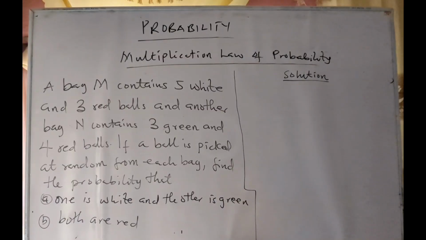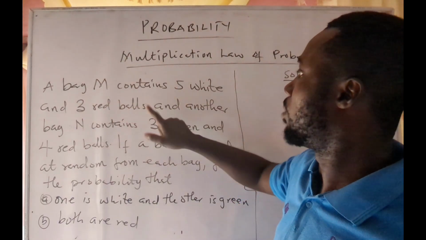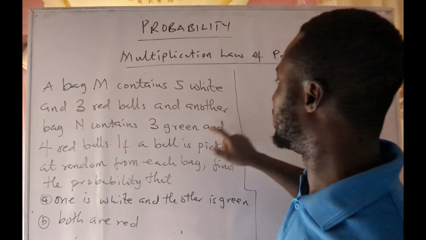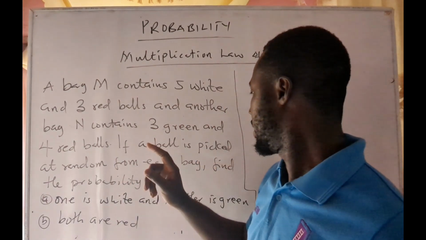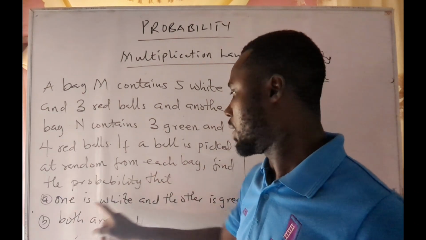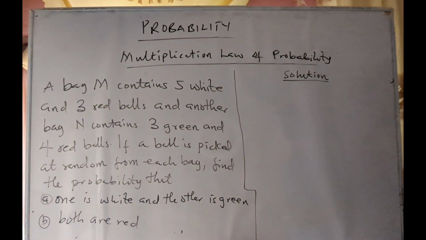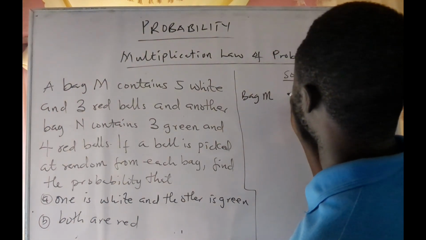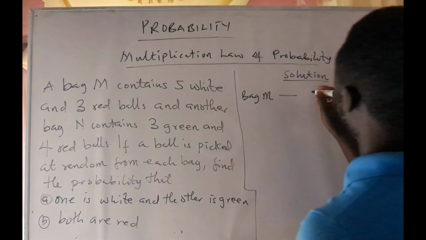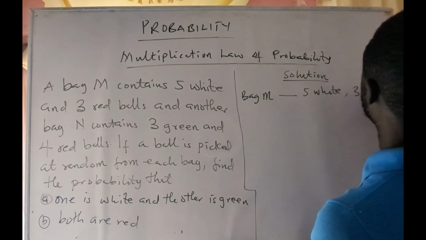Let's look at the question. A bag M contains 5 white and 3 red balls, and another bag N contains 3 green and 4 red balls. If a ball is picked at random from each bag, find the probability that A, one is white and the other is green, B, both are red. So we have two bags here, bag M and bag N. In bag M, we have 5 white and 3 red balls.